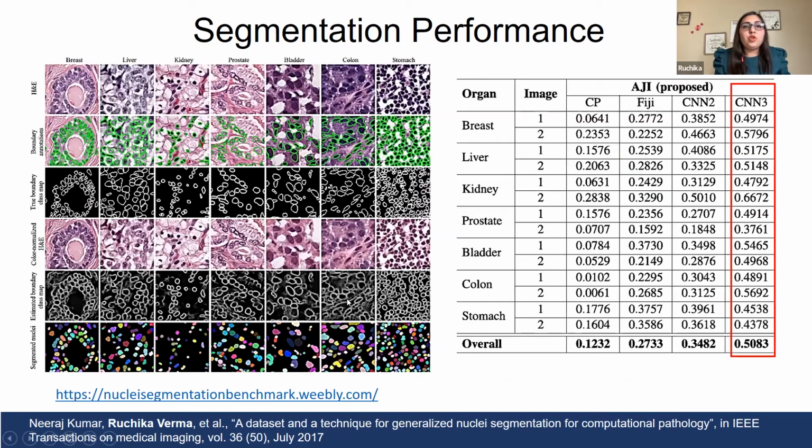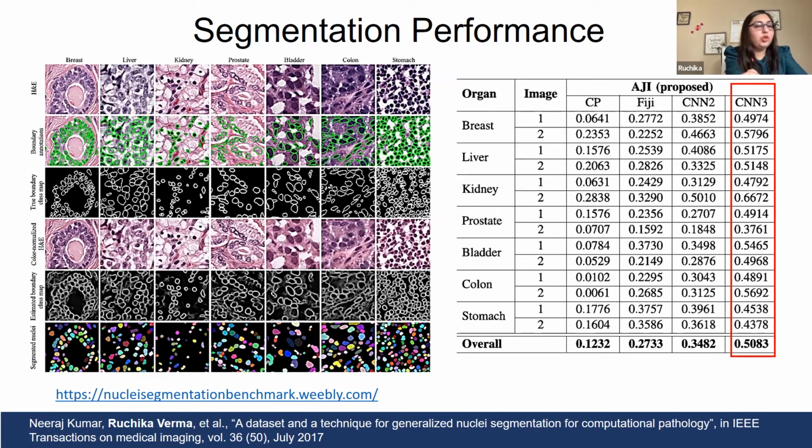On the left here, I'm showing one image per cancer type that we used. The top row shows H&E stain images, and in the second row, we are showing the annotations which we performed. These are the manual annotations. And in the third row, I'm showing the boundary maps, which are the ground truth maps.